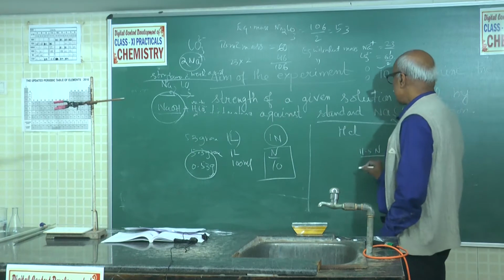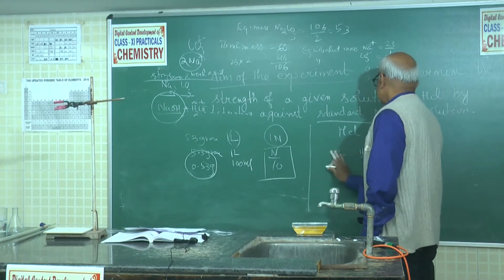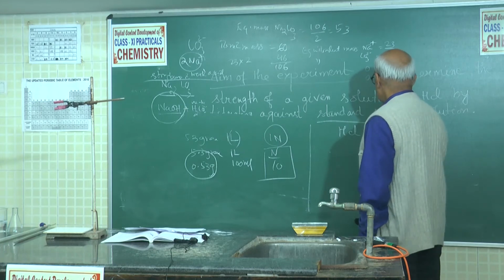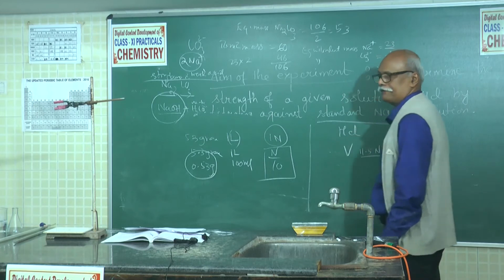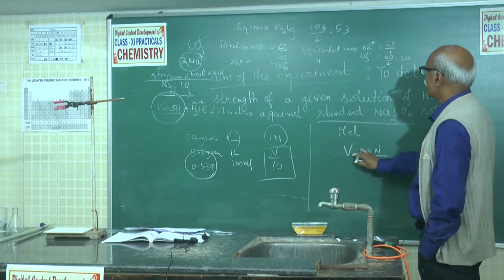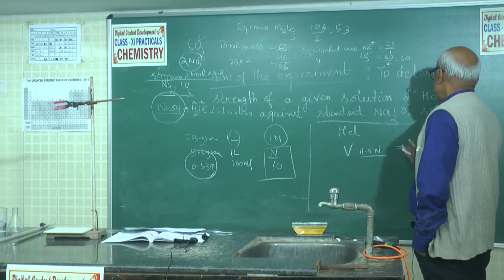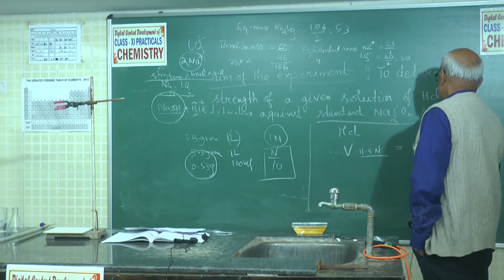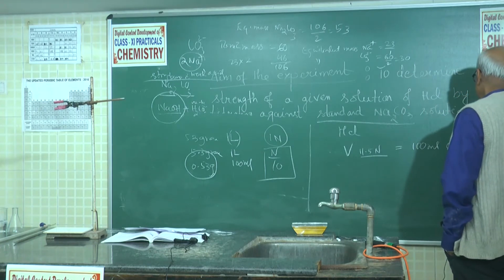So we have to prepare, suppose, 100 milliliter. We have to prepare 100 milliliter of acid. Here, how many milliliter of hydrochloric acid do you have to take? You have to prepare, say, 100 milliliter of the order N by 10.